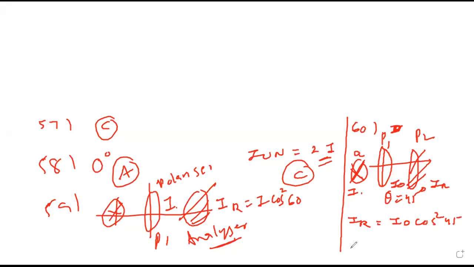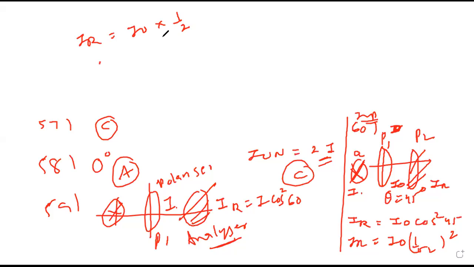Any doubt till this? No, sir. Okay. अभी I naught into 1 by √2 का स्क्वायर. इंपॉर्टेंट सम है क्योंकि इंटेंसिटी नहीं, उल्टा पूछ लिया एम्पलीट्यूड. सो रिजल्टेंट इक्वल्स टू I naught into 1 by 2. Okay, clear?